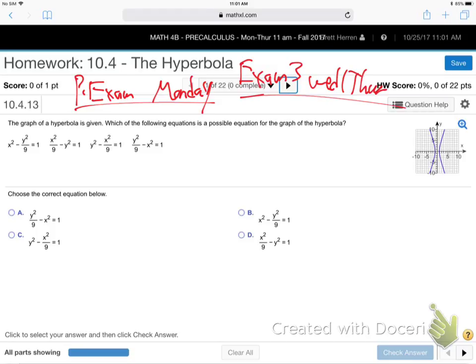So hyperbola. This is the last one. This will be easy. It's almost exactly like the ellipse. It's x squared over a squared, y squared over b squared equals 1. The only difference is a minus in the middle instead of plus.